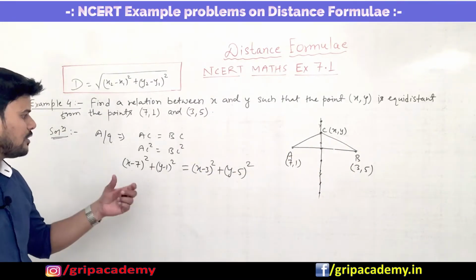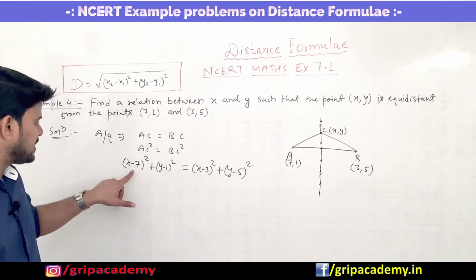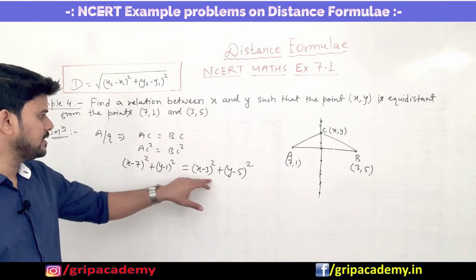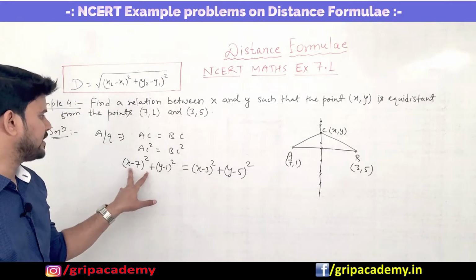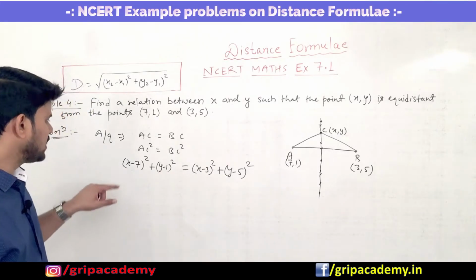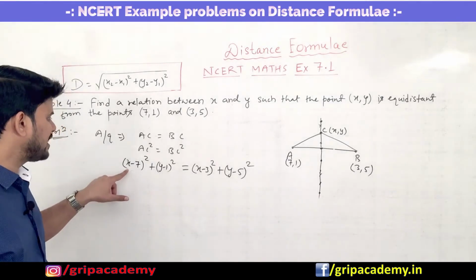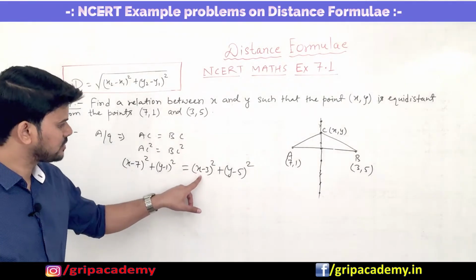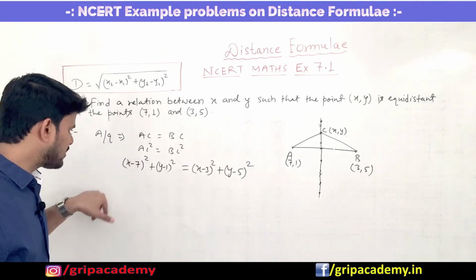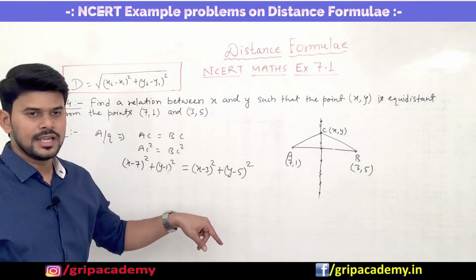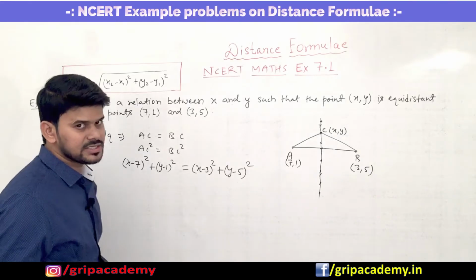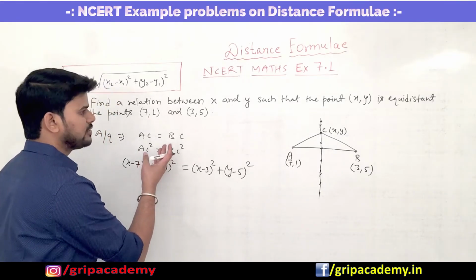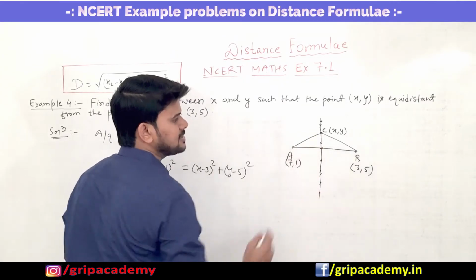Now what do you have to do? How will we proceed ahead? We are seeing that it is an equation in two variables. So we will have to open it. Why will we open it? Because if I open it, I will get x square and y square, here also I will get x square and y square, and those will be cancelled. Then we will get a linear equation in two variables, and that linear equation is nothing but the relation between this point and A and B.